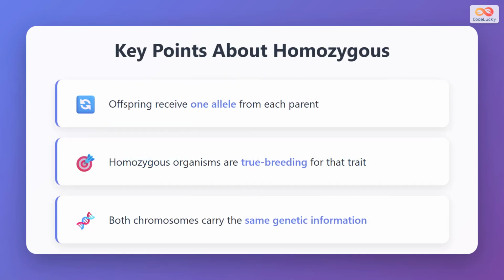Let's review key points about homozygous conditions. First, offspring receive one allele from each parent, which determines whether they are homozygous or heterozygous. Second, homozygous organisms are true breeding for that trait, meaning they consistently pass the same allele to their offspring. Third, both chromosomes in a homozygous organism carry the same genetic information for that particular gene.